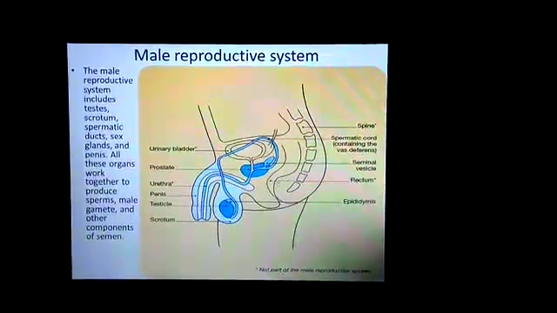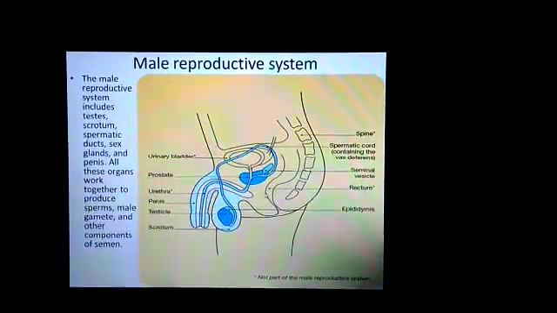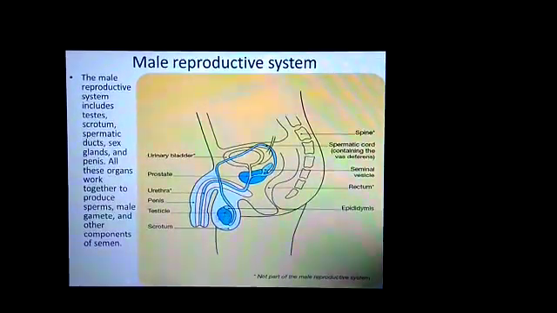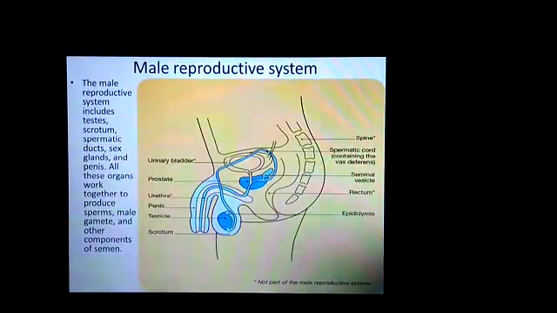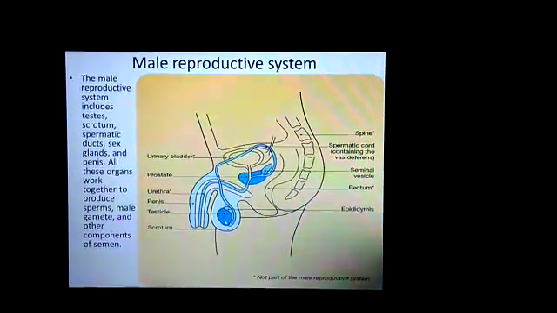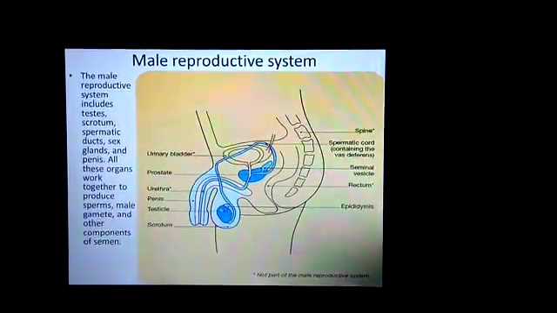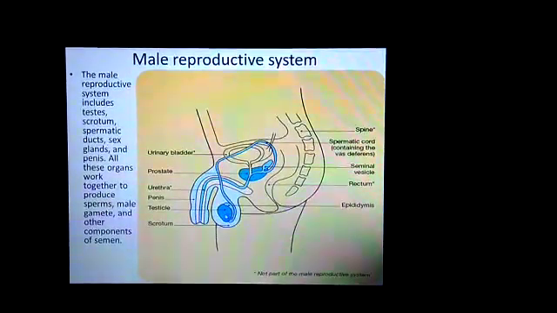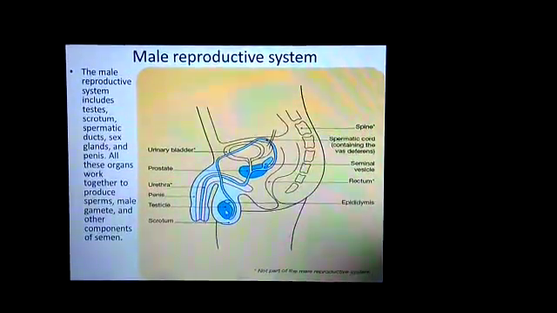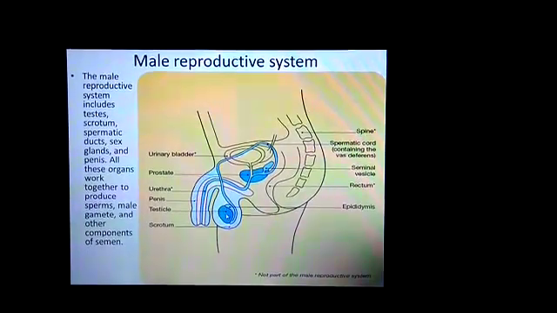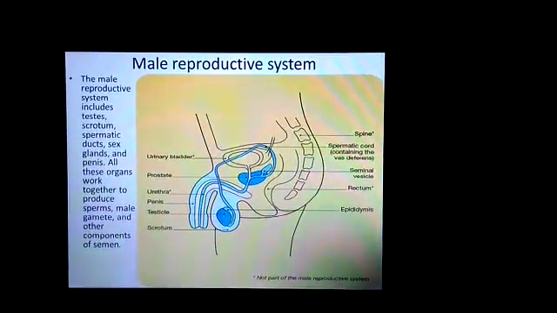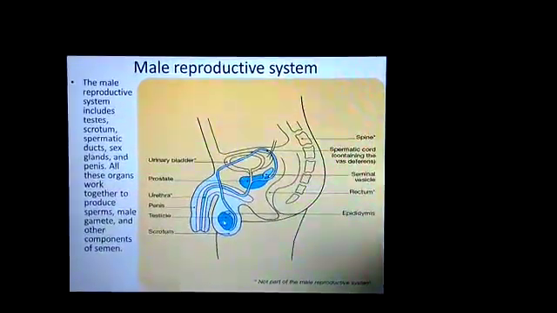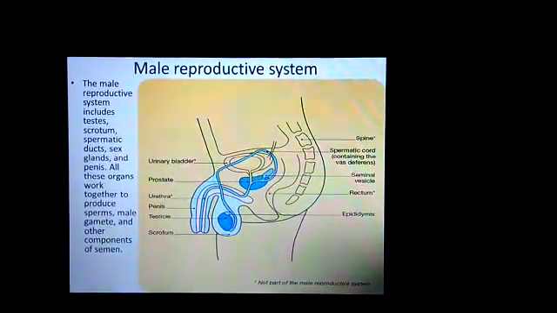Now you are seeing here that the sperms are produced in the testis. This is the main reproductive part of the male reproductive system. This is the main part which produces sperm. And this testis lies in the bag-like structure called the scrotum.